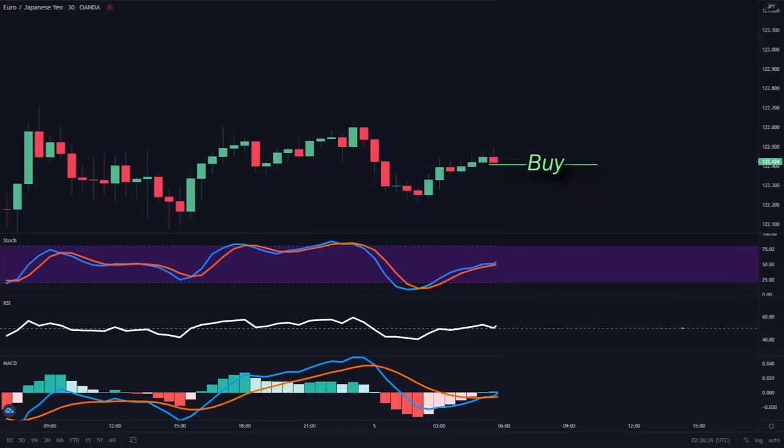Now for your stop loss, you place it below the nearest swing low and set your profit target at 1.5 times your stop loss. Let's look at another example.